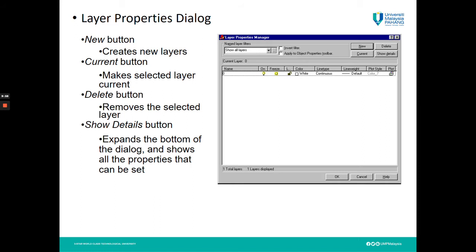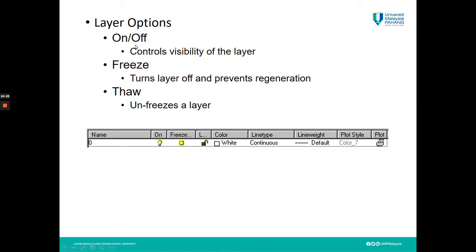So now layer properties, I will give you an assignment on this. You can do that by getting to the layer property manager. Okay, first you determine the new button, create the new layer; the current button, make the selected layer current; the delete button, remove the selected layer; the show details button, expand the dialog. That can all be set. So the layers can also be turned on and off. They can also be set as freeze to turn off. Okay, this one is to turn on and off. The layers can turn off and prevent the regeneration; thaw unfreezes the layer.